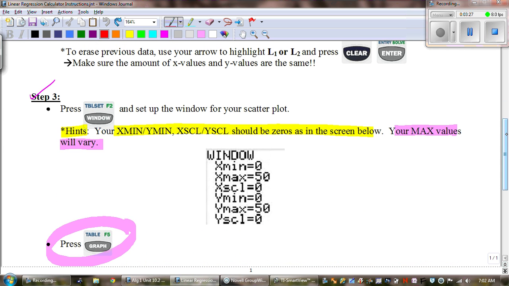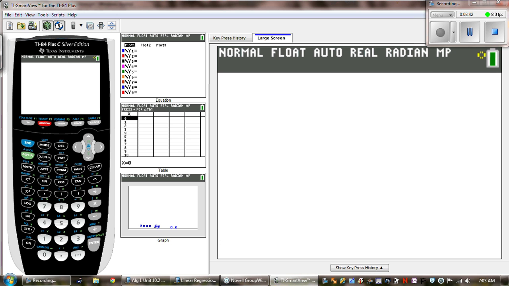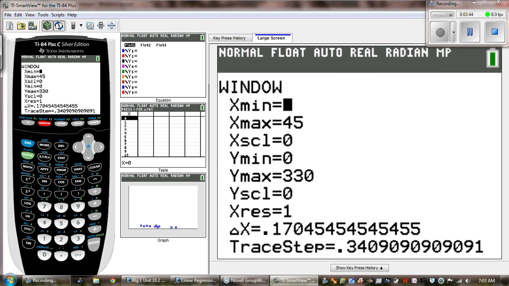We're going to need to set the x-min, y-min, the scales, and the maxes. To do that, we're going back to the TI-83, and we're going to hit window, which is on the top row. Our x-min, x-scale, y-min, and y-scale all stay zeros. We're not going to mess with those.